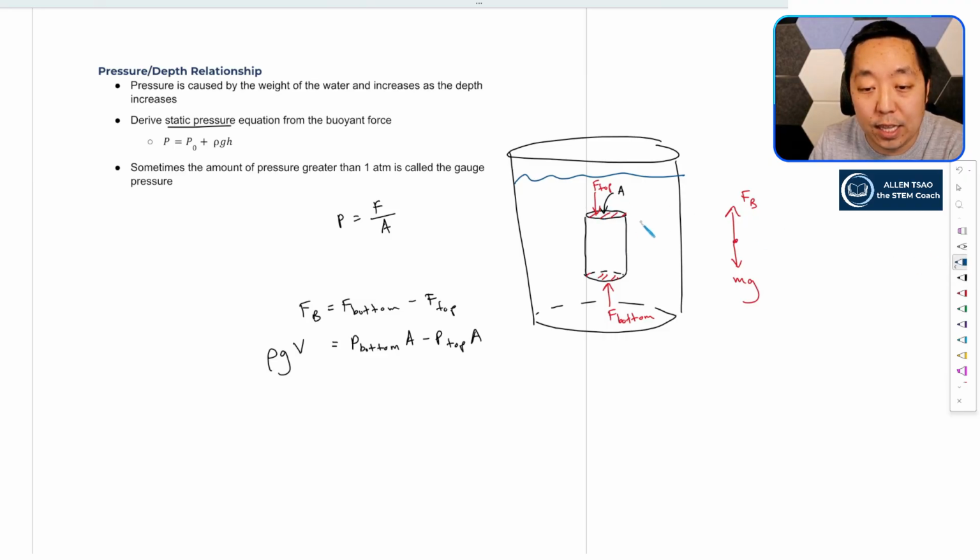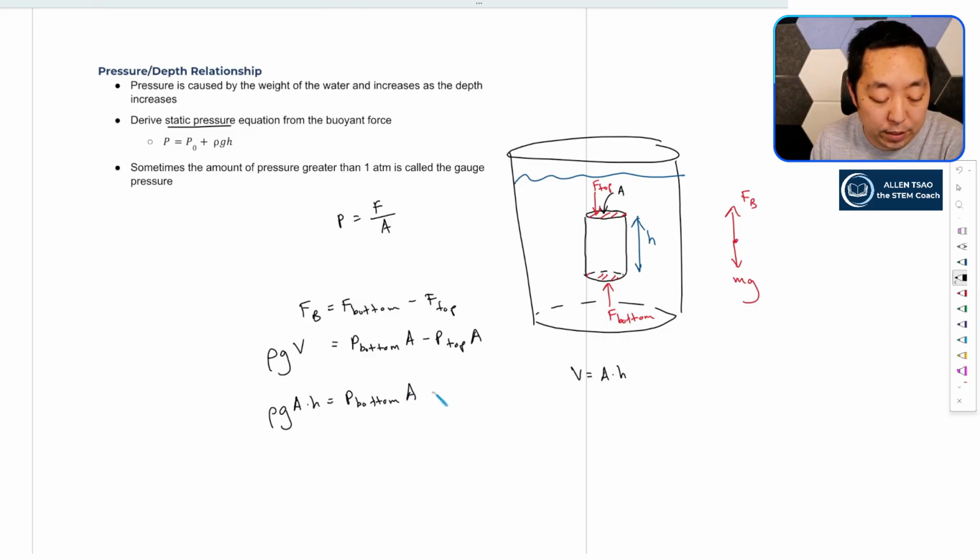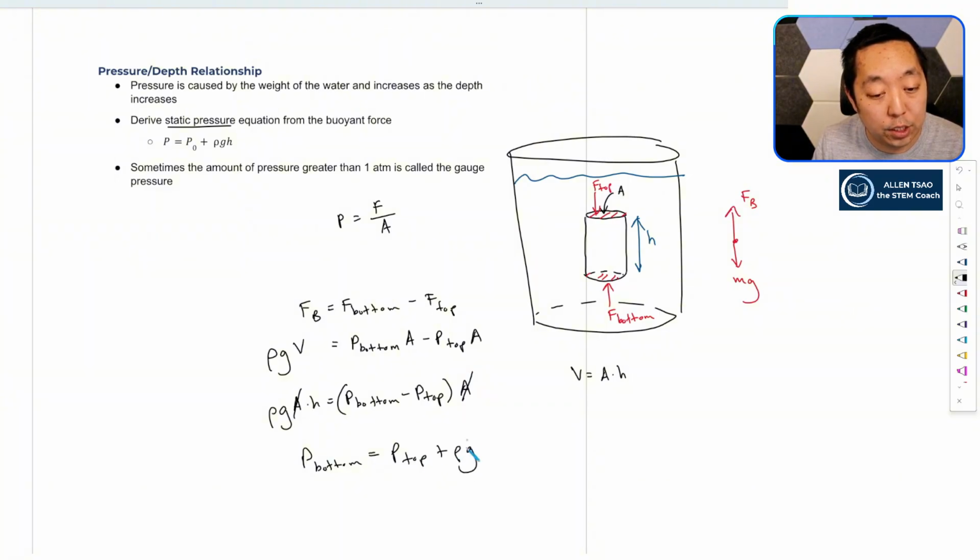Now, let's say that this cylinder has a height h. The volume of that cylinder is just the area times the height. That's how we do the volume of prisms: area times the height. So rho g times the area times the height is equal to the pressure at the bottom times the area, minus the pressure at the top times the area. I'm going to factor out the area. The areas cancel, and you get the pressure at the bottom. If you move the pressure at the top over, it is the pressure at the top plus rho g h.